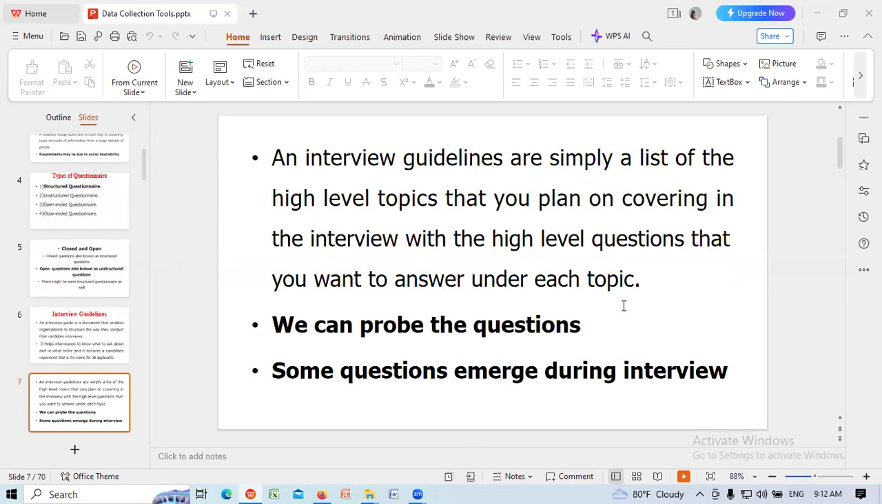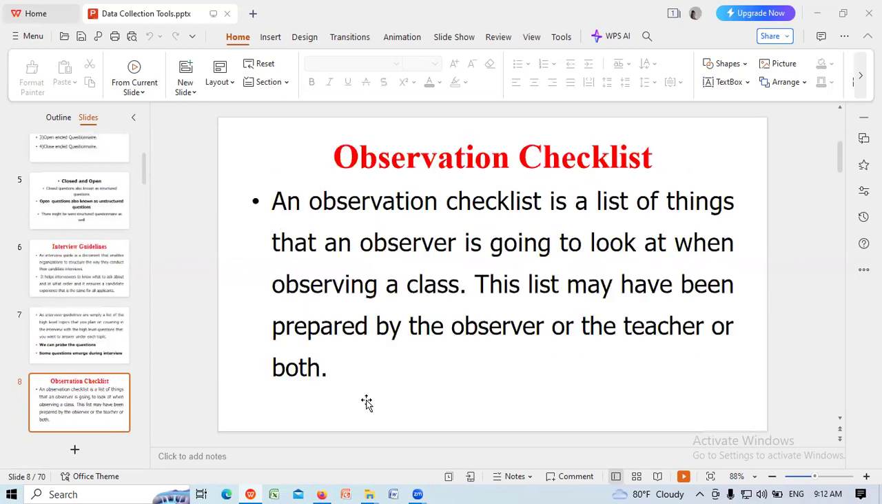Interview guidelines are simply a list of the high-level topics that you plan on covering in the interview, with the high-level questions that you want to answer under each topic. We can probe the questions. Some questions emerge during the interview.